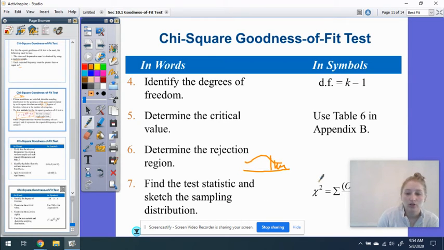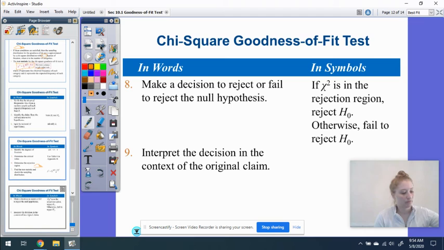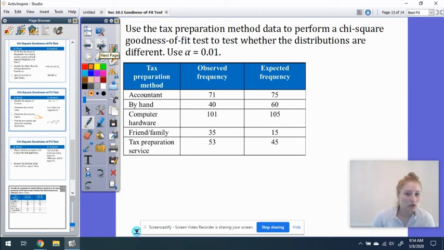And then you're going to use the formula to find your test statistic, okay? From there, you can make a decision to reject or fail to reject, and then you're going to interpret that decision in the context of your claim, okay? So we've been getting really good at this. So let's go ahead and knock this one out, okay? So we're going to go through this entire example.